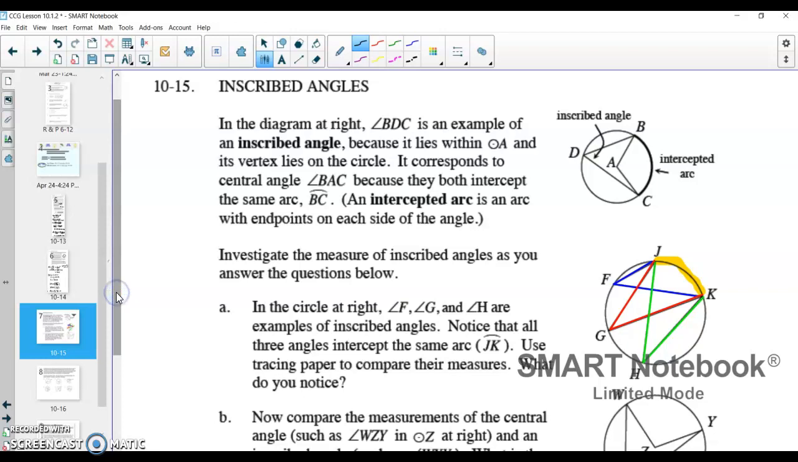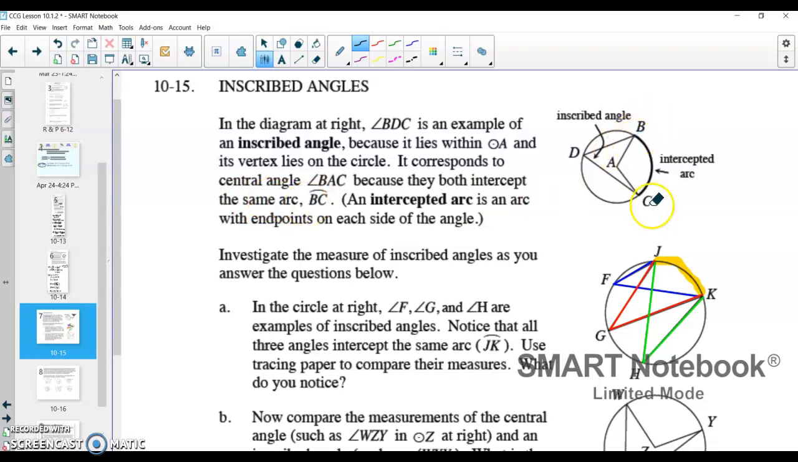I'm going to read it because I think there's some good vocab in here. In the diagram at the right, angle BDC, angle B to D to C, is an example of an inscribed angle because it lies within circle A and its vertex lies on the circle. So what they're saying is that its vertex, D, is on the circle, and the rest of it lies inside. So it's an inscribed angle inside that circle. It corresponds to the central angle BAC because they both intercept the same arc.